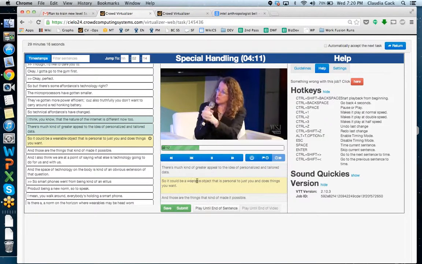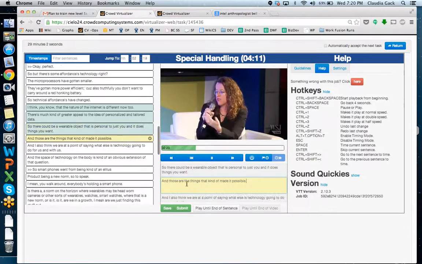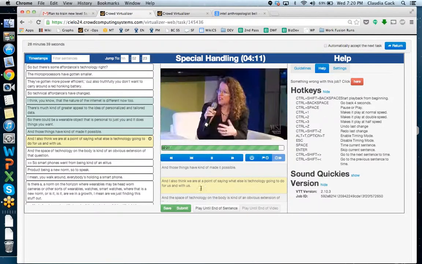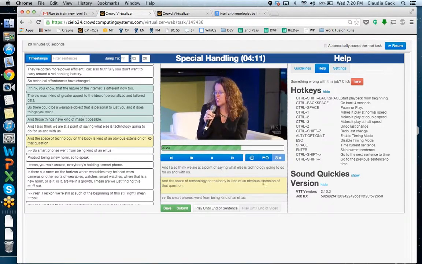So there could be a wearable object that's personal to just you, and it does things you want. And those things have kind of made it possible. And I also think we're at a point of saying, what else is technology going to do for us and with us? And the space of technology on the body is kind of an obvious extension of that question.